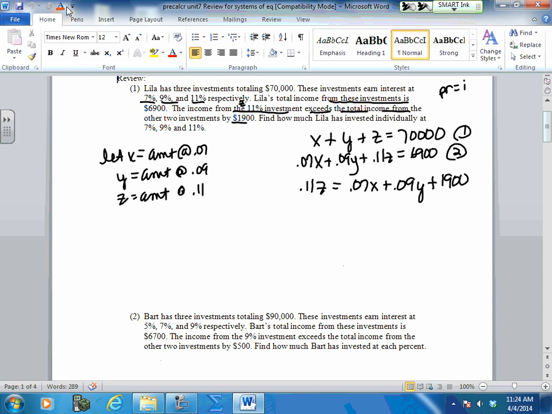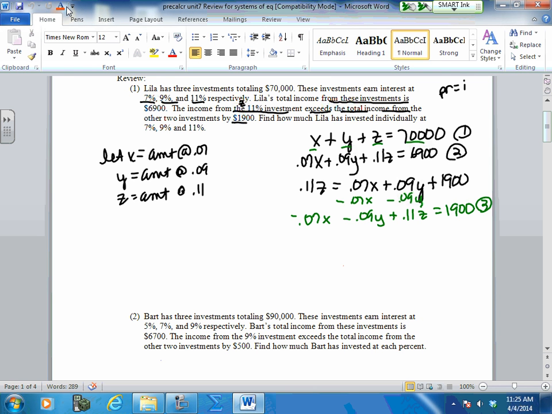This equation you have to work with to get it set up in x, y, z, constant form. So I'm going to move these guys over to the other side: negative 0.07x, negative 0.09y, plus 0.11z equals 1,900. Could you move the 1,900 and the 11 back? Absolutely. Now you have 3 equations.